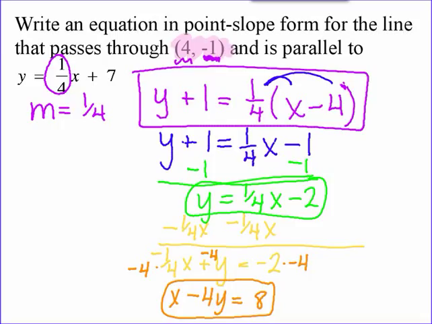Now the neat thing is, if I just write an equation of the line that passes through (4, -1) and is parallel to, and I don't specify, you could have any one of those 3 and be fully correct. So unless I say it has to be this form, you could answer the purple, the green, or the orange and be fully correct.